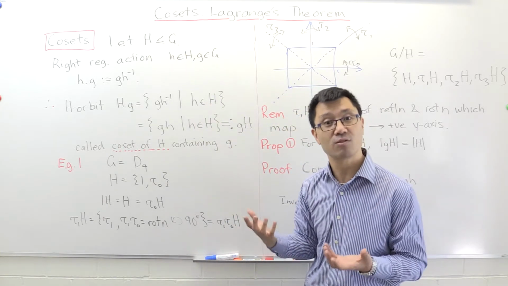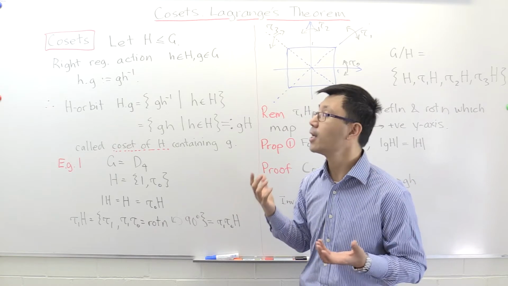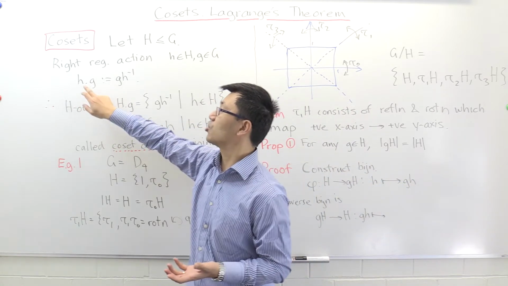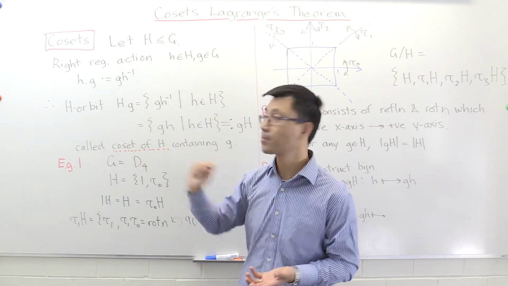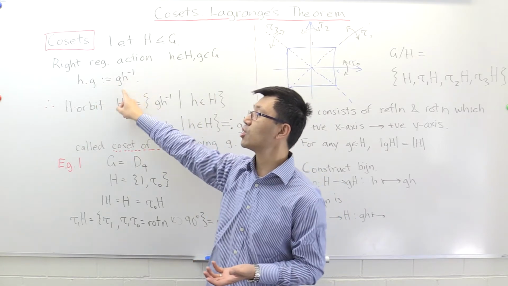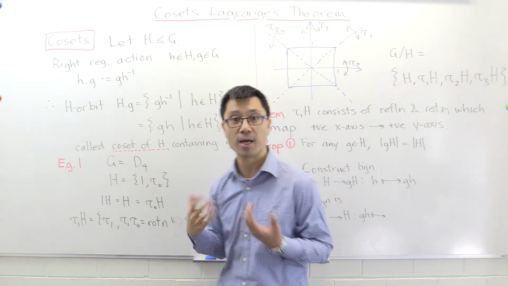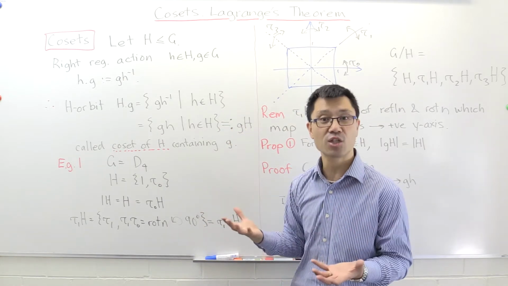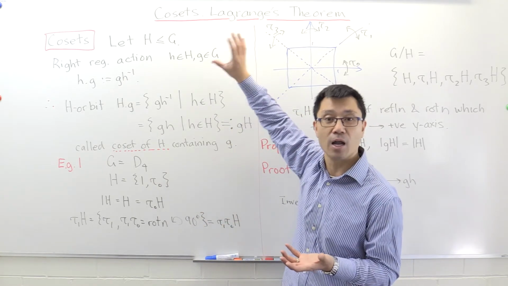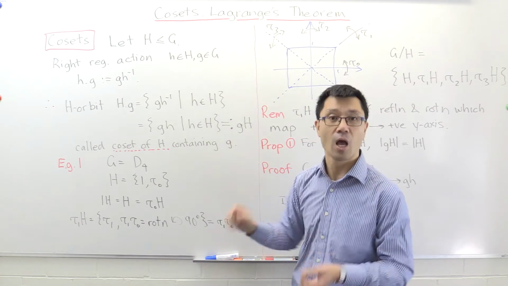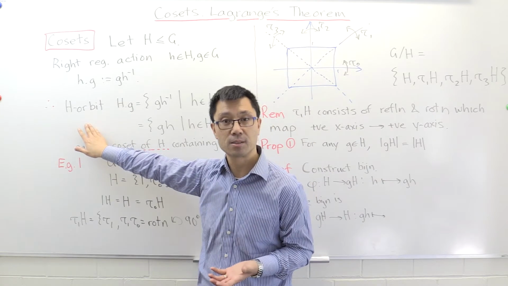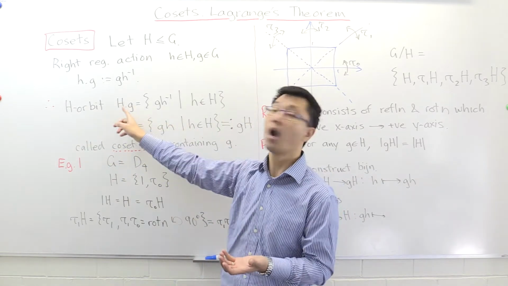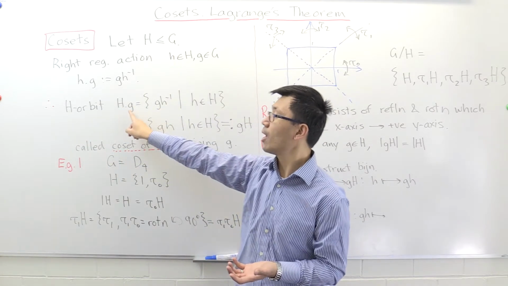So let's remind ourselves what that right regular representation is. What's h dot g? If little h is in big H, and little g is in big G, h dot g was defined to be g h inverse. So here we have an H action, and hence this is a notion of symmetry. Once we have an H action, we can talk about H orbits. So let's look at the H orbit of some element in this set, some little g.